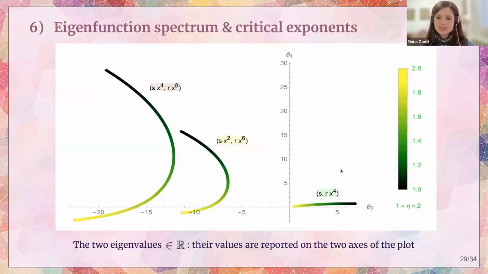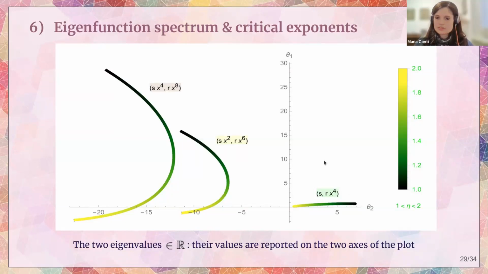But let's move on. What happens when you're inside the green range instead, so when you're lying between 1 and 2? Well, a bit more weird thing happens. You get two eigenvalues different from each other, which are purely real. So here I'm reporting both of them because they're different, and we have both θ1 and θ2 on these axes.